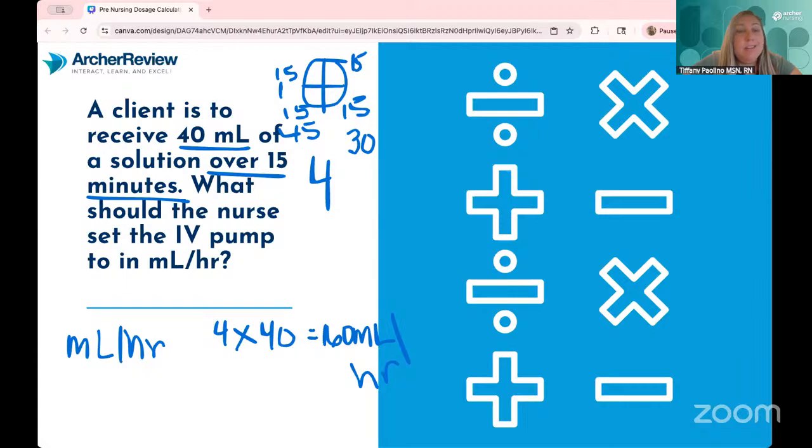Super important to understand what to run it at, especially when you get these kind of orders when they want it to run much faster. That's what I also want you to think about. 160 milliliters is pretty fast, right? But I only have 40 milliliters to give. So that makes sense to me that we're going to run this really fast because it's only giving over 15 minutes. I know that one was a little tough.